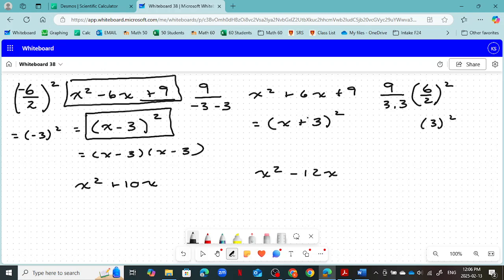It's also the square root of the last term, but it has to have the sign of the middle term, right? Because it's always squaring to get 9. And so you have to decide whether it's going to be a -3 or a +3. So I've got two more here.